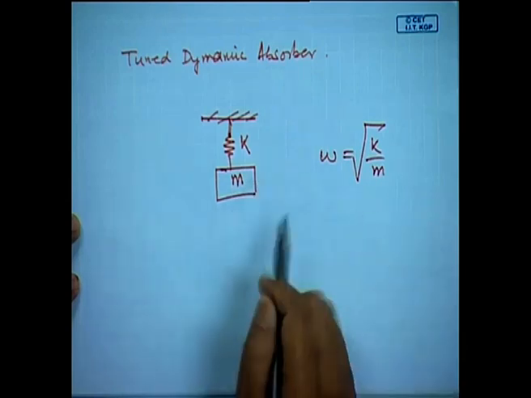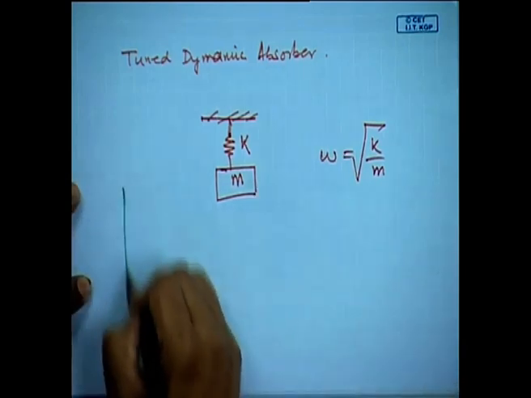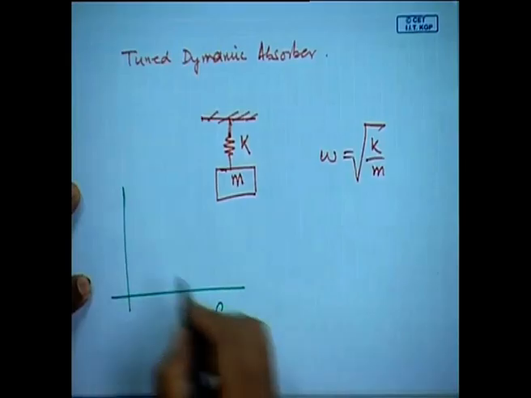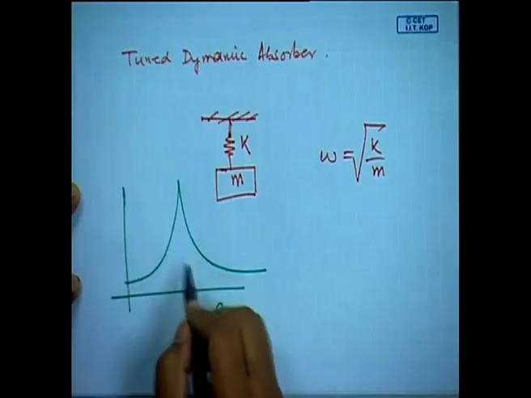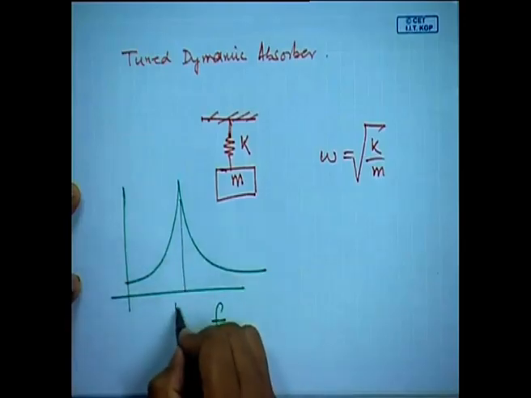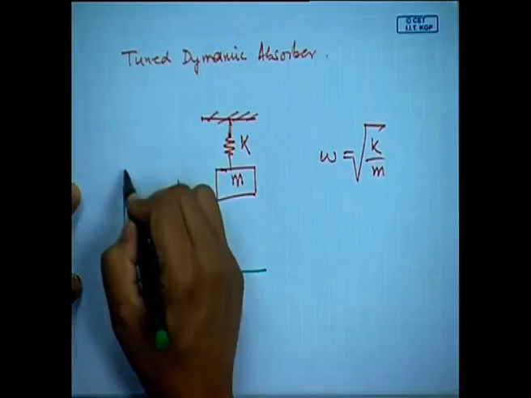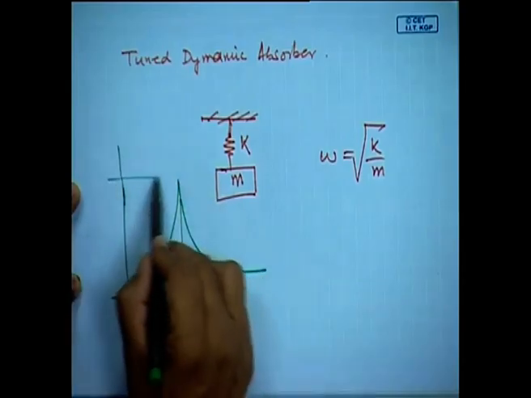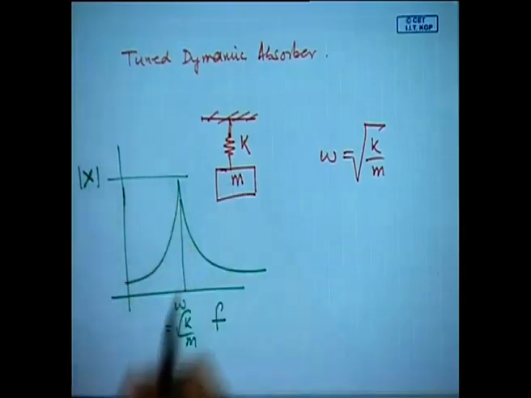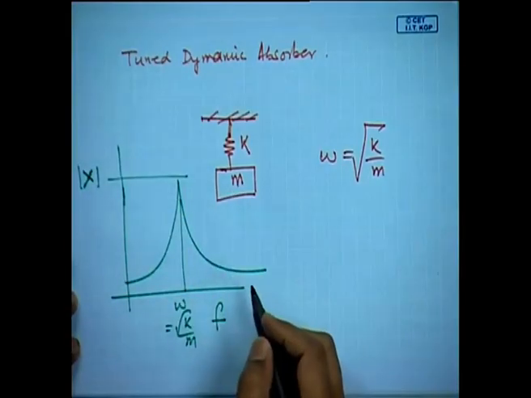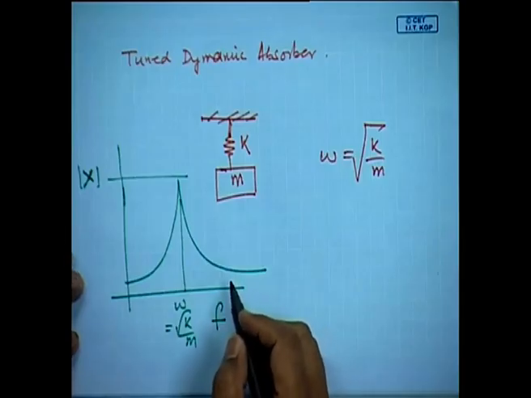Now, if I see the response of this system, I will get a response at its natural frequency, which is omega is equal to root over k by m. And say for example, this amplitude x which I have got here is something which I do not like. I would like to reduce this vibration amplitude.